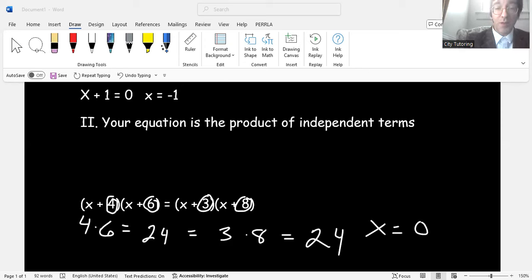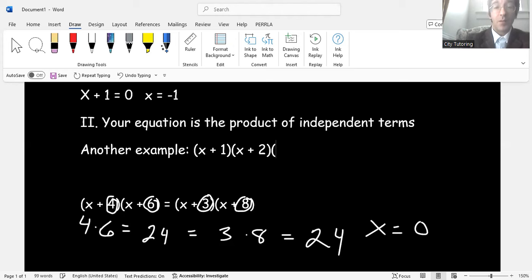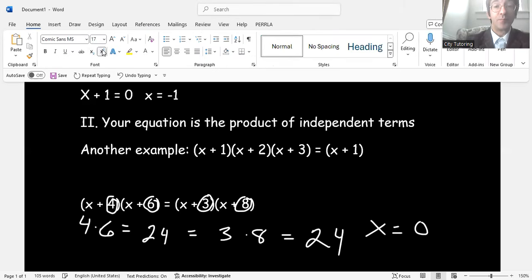So you have x plus 1 times x plus 2, and in the third parentheses, we'll make it x plus 3, is equal to, and then we can do, let's make it fancy, right? Put in an exponent in there: x plus 1 squared, and we're going to multiply that by, trying to think, x plus 6.